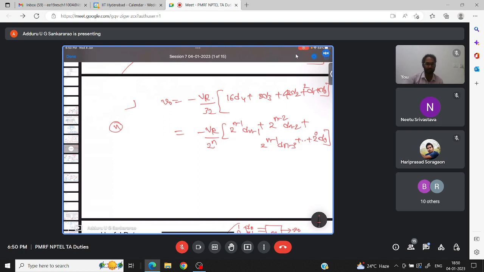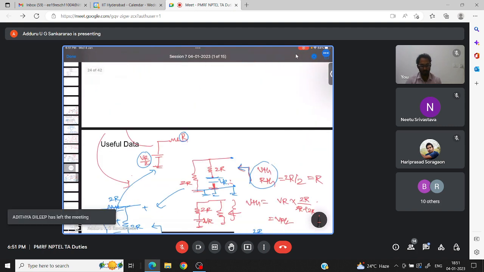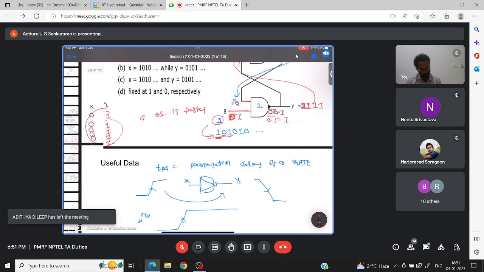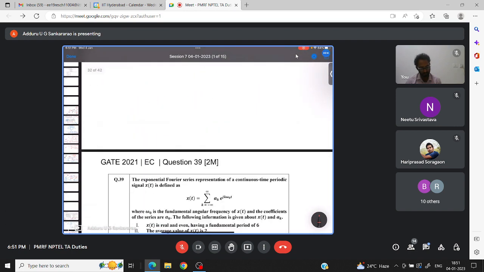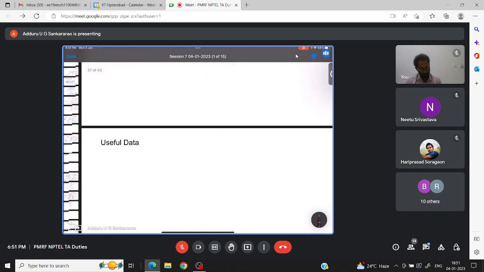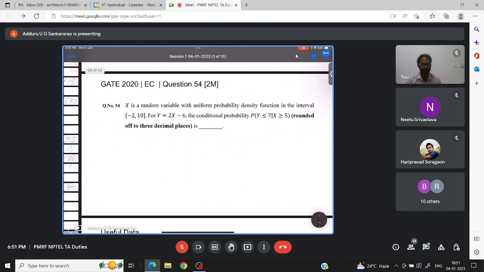I think we have spent enough time on this. We'll move on to the next question. Hope you don't have any doubts. Fine, we'll move on to the next. Later you can try. You can go to the R-2R ladder and you can see that.